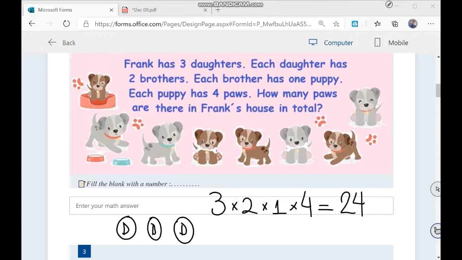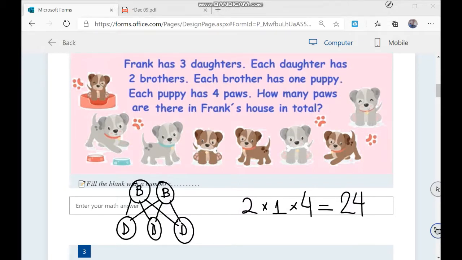The daughters, they have 2 brothers. 1 brother, 2 brothers. But it's not that each daughter has 2 different brothers. Each daughter has 2 brothers. See? The brothers, they're the same boys. Can you see this? Can you understand this? Each daughter has 2 brothers, but they're the same 2 boys. So the total number of brothers is only 2.